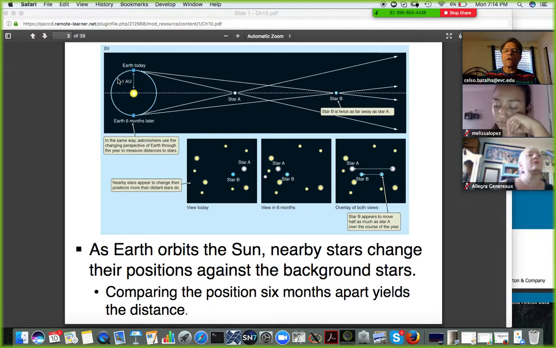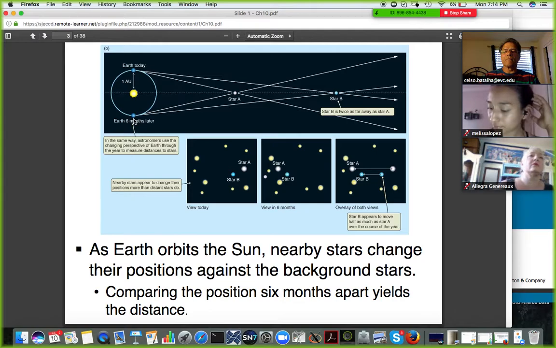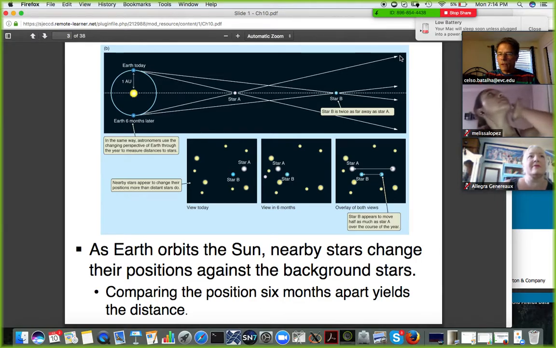Earth keeps going around the Sun. And then 6 months later, Earth is down here, below the Sun. And then we look at star A again. So star A, which is closer to us, now seems kind of further away.